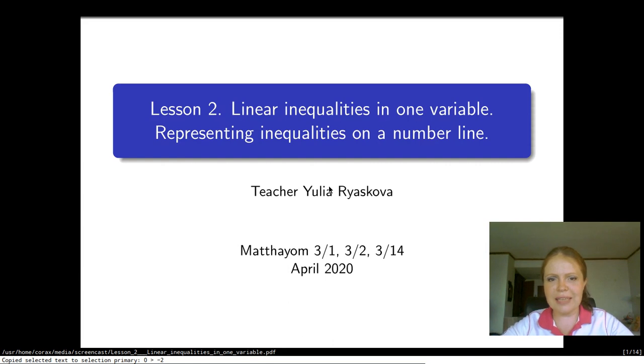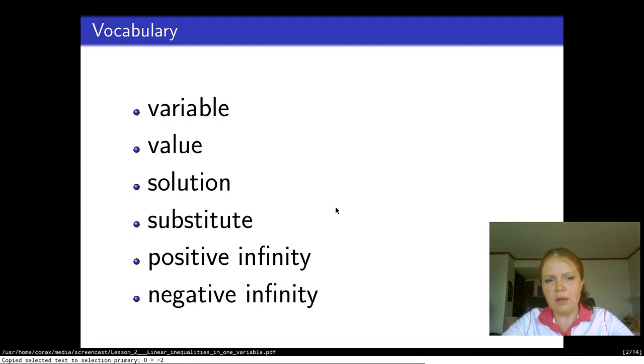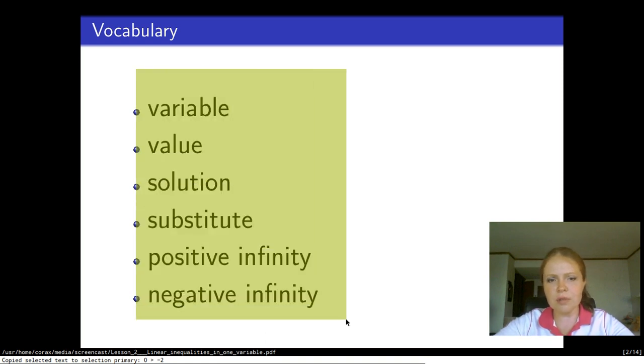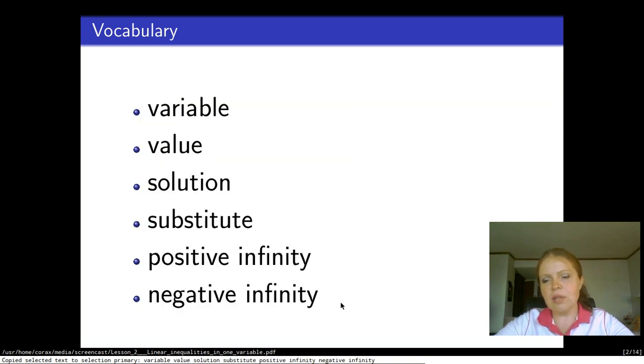Our topic for today is linear inequalities in one variable and representing inequalities on a number line. Let me start with vocabulary first. Here you can see the list of concepts I would like you to know and understand at the end of this lesson. So let's start. Variable, value, solution, substitute, positive infinity and negative infinity.